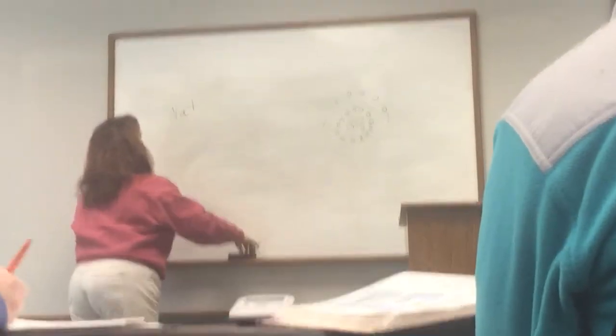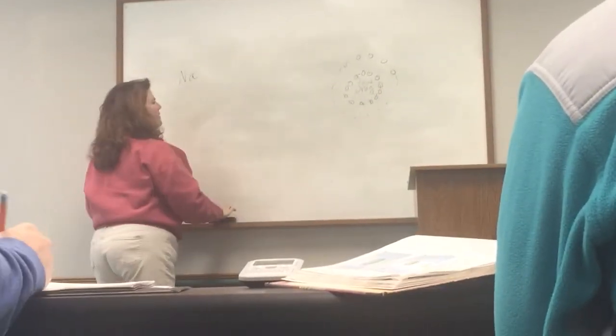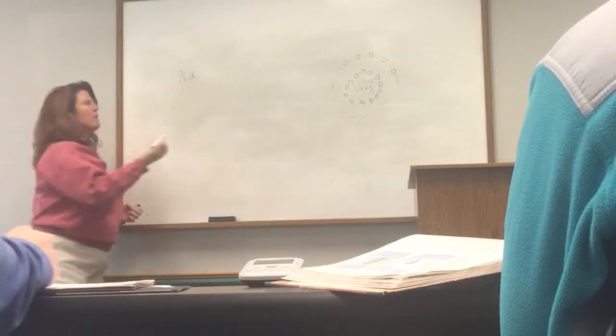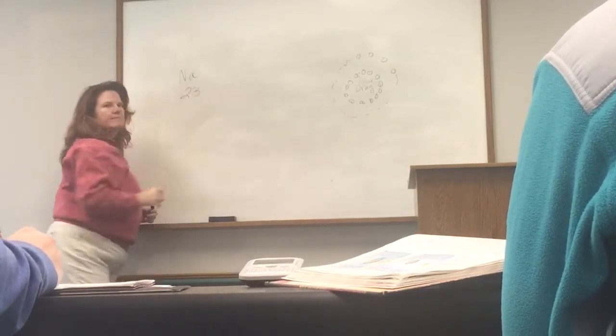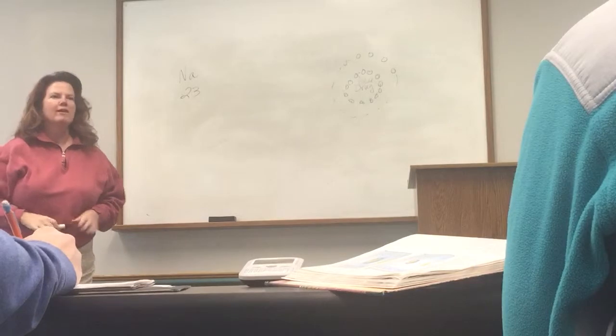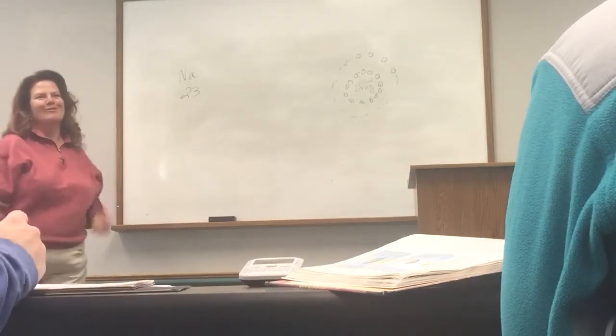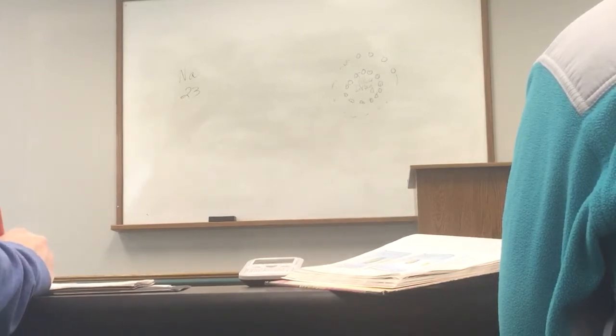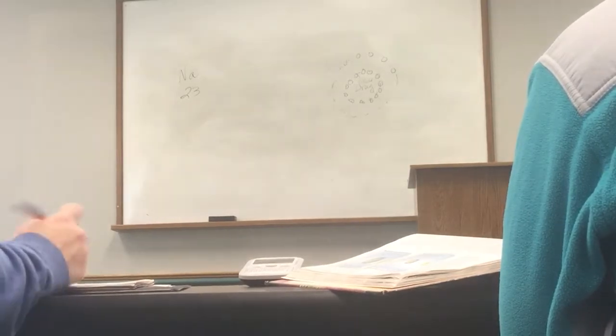Not the ion, sorry. What's the atomic weight of sodium? 22.99, about 23. We could measure out 22.999, but let's just call it 23. Okay, everyone sees that on their chart? The atomic weight of sodium is 23.